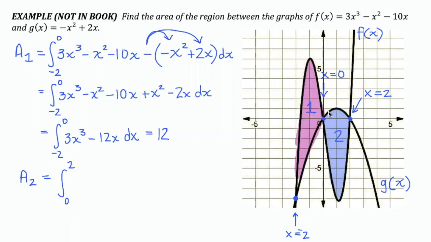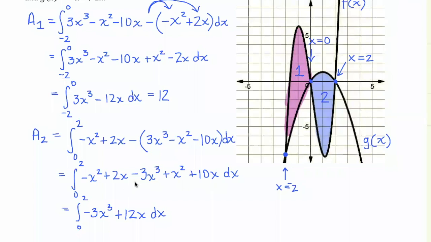My topmost function is now the parabola. So that's the -x squared plus 2x minus the bottom boundary formed by the cubic. And again, make sure you keep this in parentheses because this has multiple terms. We're going to need to distribute the subtraction sign through. All right, after distributing and combining like terms, I'm now left to integrate -3x cubed plus 12x dx, very similar to my last one.